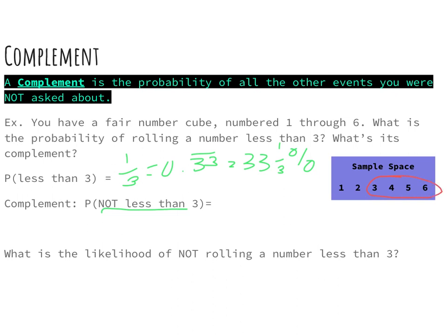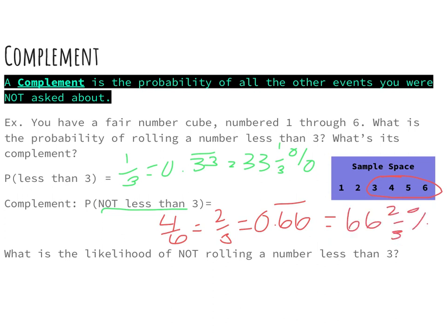So the complement is going to be 4 out of 6, or 2/3, or 0.66 repeating, or 66 2/3%. So it's everything else. The complement is everything else. Now when I look at the likelihood of this happening, well, 0.6 is pretty close to 1, so it is likely that you're going to roll a number that is not less than 3.